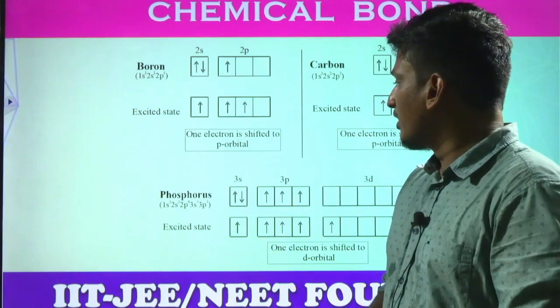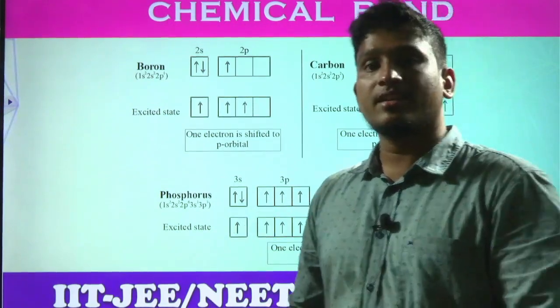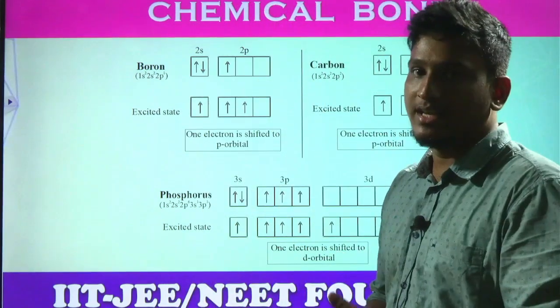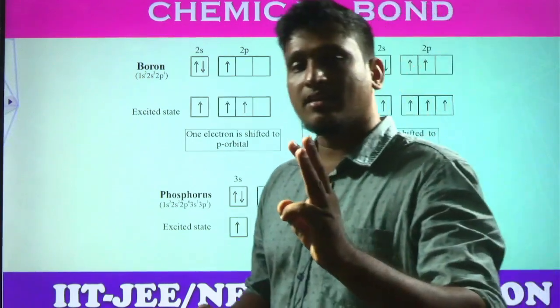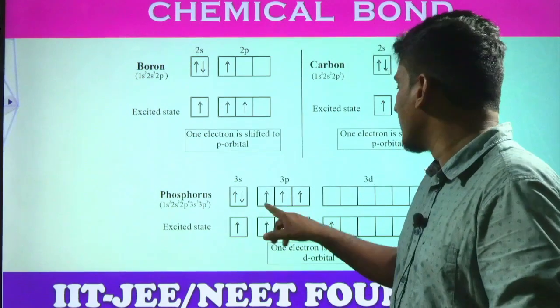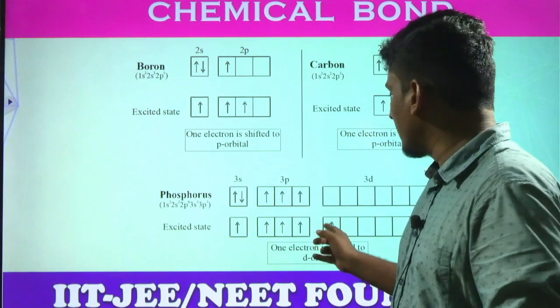And look at 3s, it is completely filled or not? And how many electrons are there with half filled configurations? Only 3 electrons. That means the valence of phosphorus is 3, right? The valence of phosphorus is 3, but the completely filled 3s orbital excites to the 3d empty orbital.